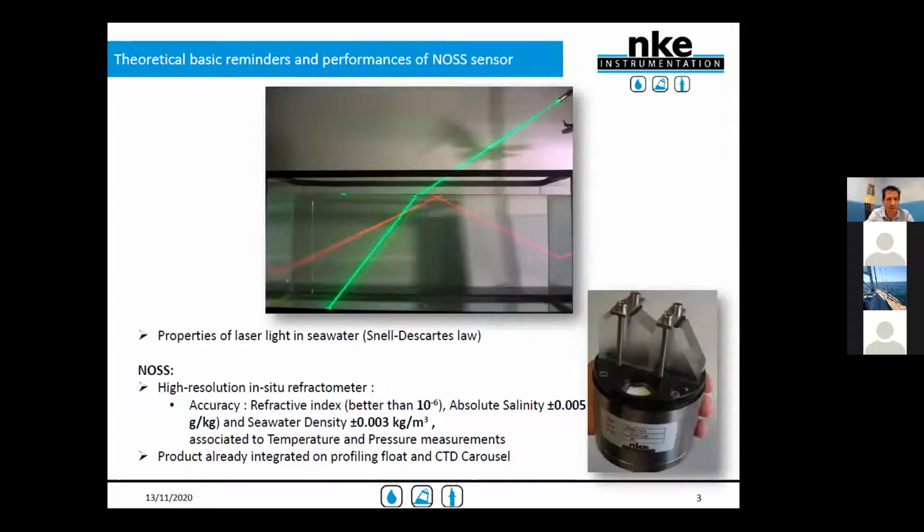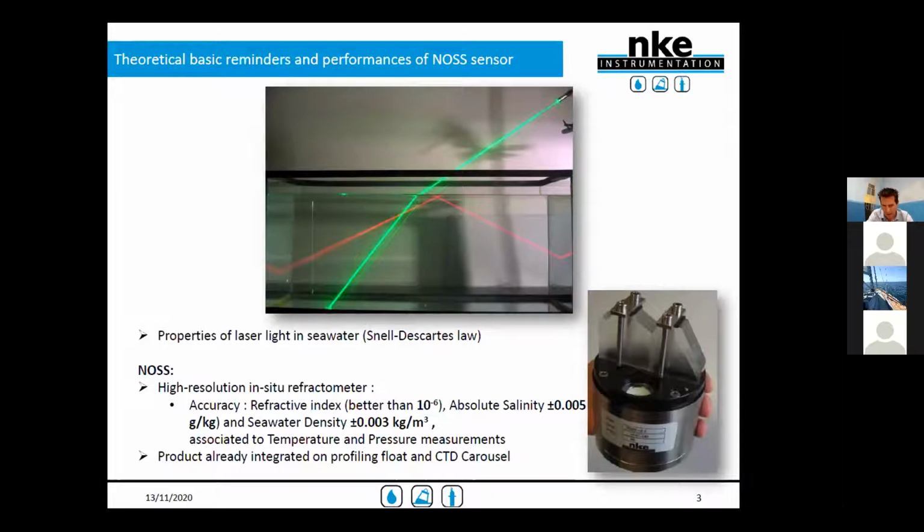So what is the theoretical basis? Let me just remind you of some information on the NOSE sensor. I will explain the performance and the principle of the NOSE sensor. The NOSE sensor is a high resolution in situ refractometer. We use the property of laser light in seawater. Of course, if the salinity of your water changes, your refractive index changes, and we associate temperature and pressure measurements in the algorithm, because refractive index is dependent on temperature and pressure.